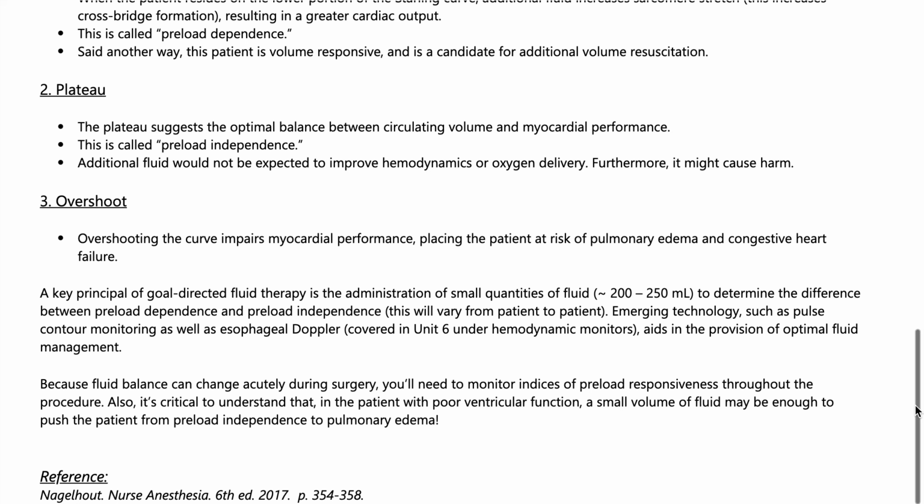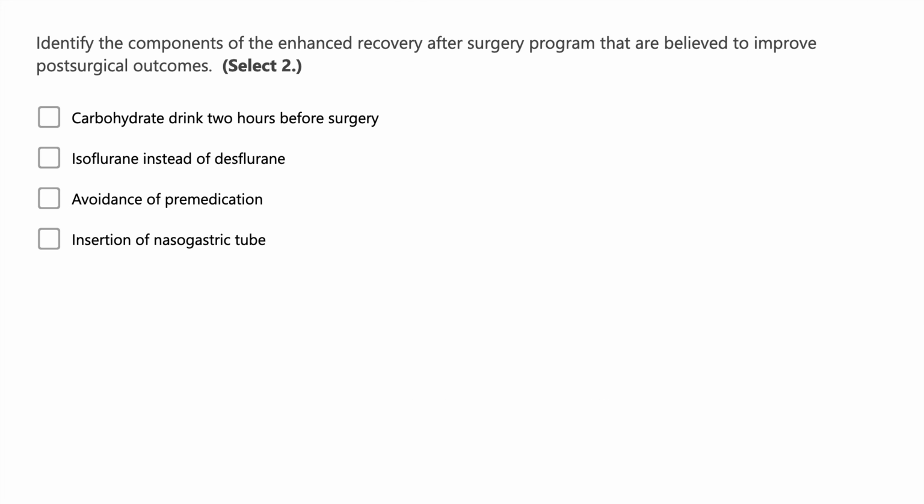Under hemodynamic monitors. And because fluid balance can change acutely during surgery, you'll need to monitor indices of preload responsiveness throughout the procedure. Also, it's critical to understand that in a patient with poor ventricular function, a small volume of fluid may be enough to push the patient from preload independence to pulmonary edema.